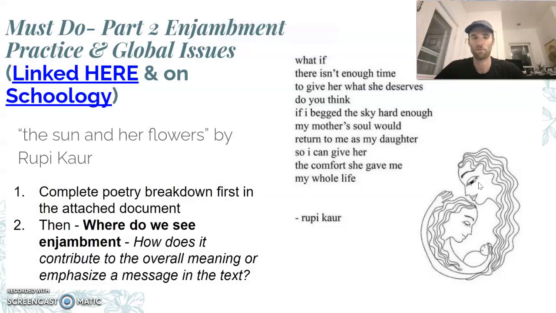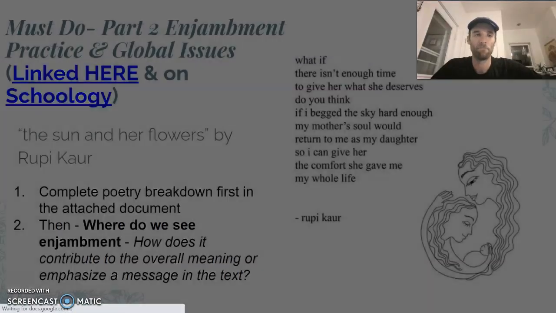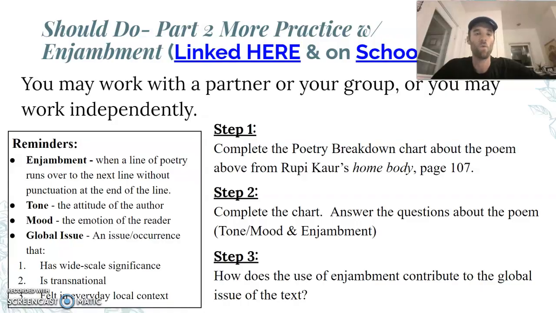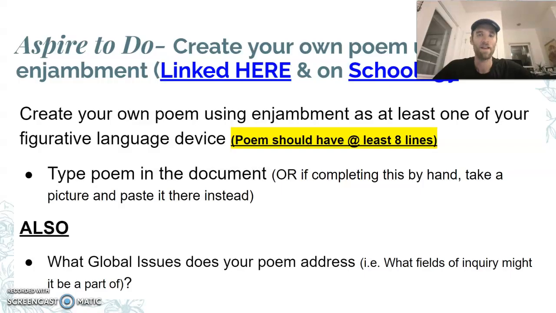Okay, let me really quickly just go through the couple other things you need to know for this lesson. So this was the example together. You should do the entire poetry breakdown, and you know how to do that. And then the should do is just one more practice where I don't tell you where the enjambment is, so then you should be able to find that yourself and apply what we just talked about. And then aspire to do, if you're interested in a little challenge, create your own poem and use enjambment. At least 8 lines in your poem. Type your poem in the document for aspire to do. And that's something if you want to push yourself to the next step here of understanding and using enjambment.